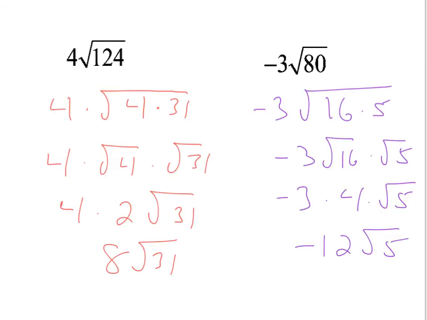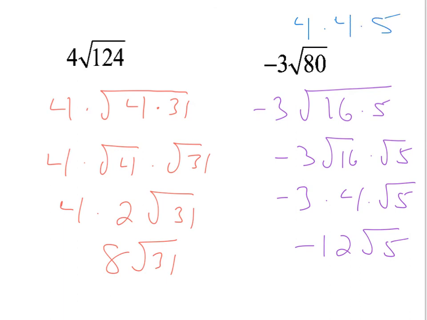Okay, on the first one, 4 root 124 is also equal to 8 root 31. And I got that by saying, well, 124 is 4 times 31. So I have my original 4 times root 4 times 31. Root 4 is 2. So I have 4 times 2, which is 8. 8 root 31.